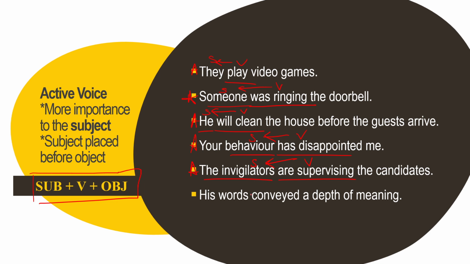His words conveyed a depth of meaning. Conveyed is the verb. His words are the subject. What is conveying? His words are conveying. So that's the subject. Active sentence. You can see in all these sentences the subject has come before the verb. The importance is given to the subject doing the action. So all these sentences are in the active voice, and you can also find the objects, but the objects are not really important in the active voice.